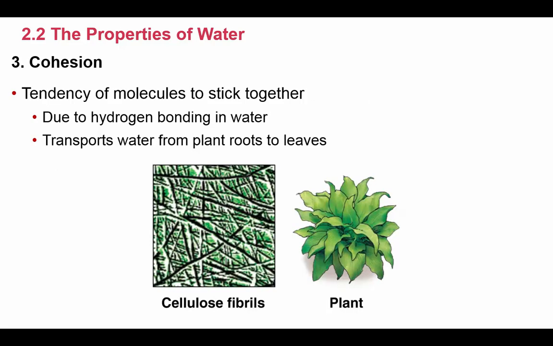The third property is cohesion. That means the molecules stick together. That's because of those hydrogen bonds. And there's many hydrogen bonds between the water molecules. We saw that previously. This is why you can water a pot that has a plant in it, and you water the soil and the roots, and that water is transported up the roots into the stem to the leaves, because the water molecules will stick together in a continuous column.